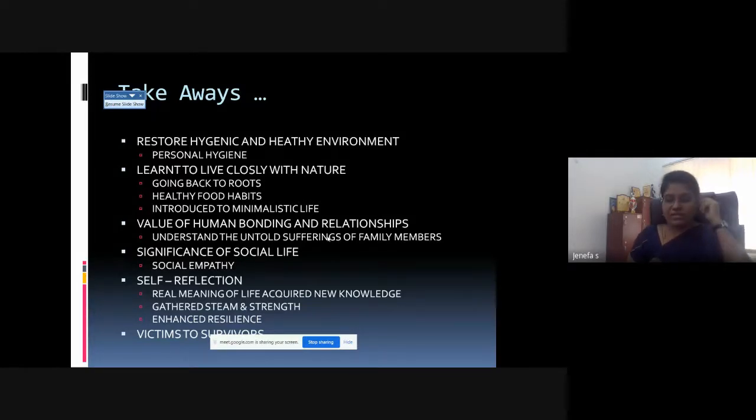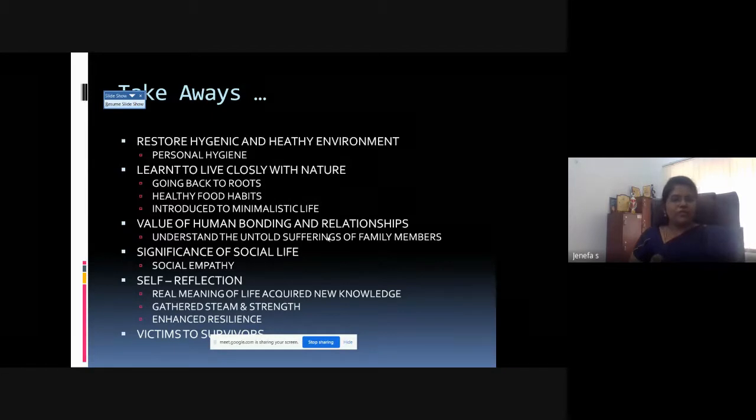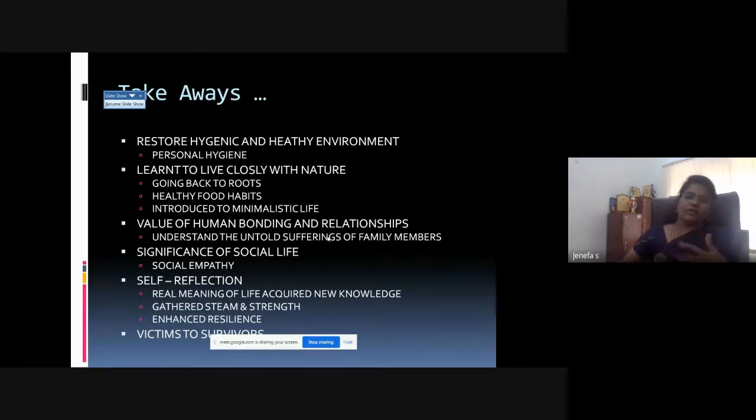We also could understand the need to acquire more knowledge, right? And we have learned so much new knowledge. We would have undergone so many trainings. We have learned so many things during this lockdown time. And thanks to the disastrous time, we have gathered steam and strength to move on, to face more challenges, right? All the tough times will give us a lot of strength, right? So it has enhanced our resilience also, right?